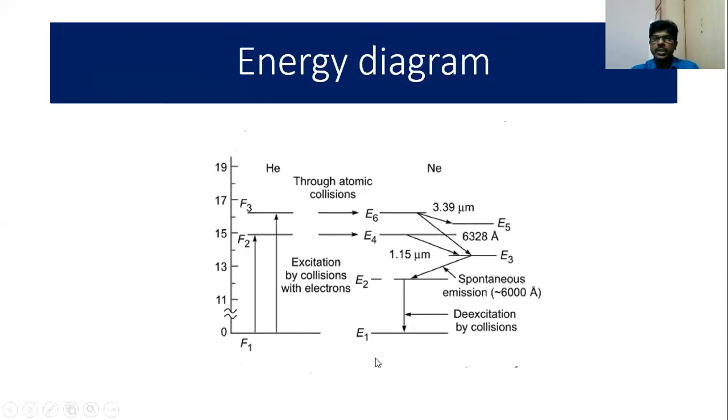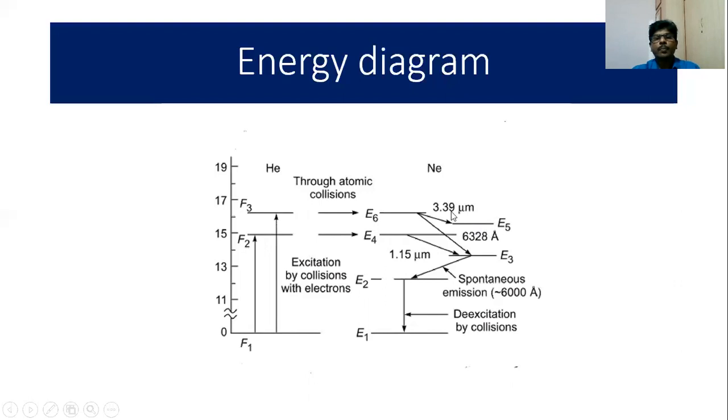When pumping energy is given by electrical discharge, helium atoms go to the levels F2 and F3. Likewise, neon atoms may go to the level E2, E3, E4, E5 or E6 depending upon the amount of energy they absorb. Helium has the ability to quickly absorb energy, and when they collide with the neon atoms, they transfer the energy to neon. So in this case, the maximum number of neon atoms are in the energy states E4 and E6.